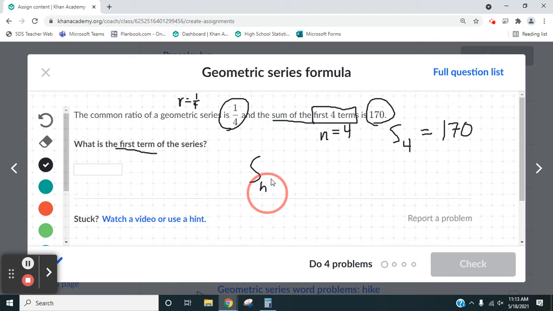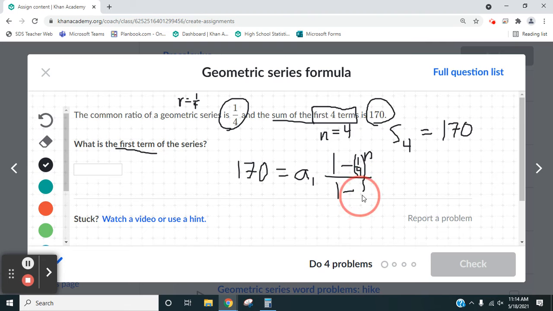So originally the equation looked like this. But now we know some of those things. Now we know what this is. So this is 170. We know R. It's a 4th. Technically, I should use parentheses there now. It's very messy. And then we also know N, right? This is to the 4th power. So this is A1 times all this junk here is equal to 170.